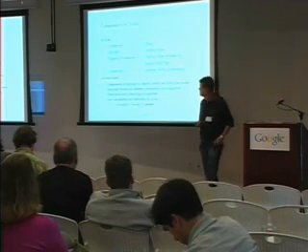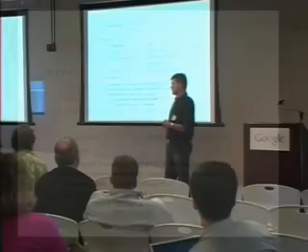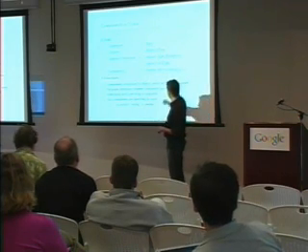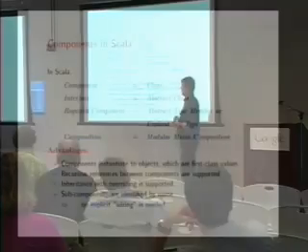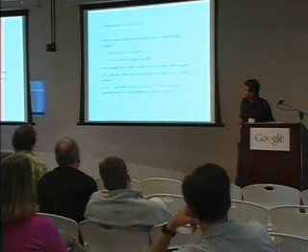In Scala, it's different. In Scala, we say a component is a class. An interface is an abstract class or a trait. A required component would be an abstract type member, or we can also do it with explicit self-types. We're going to see how that goes. And composition is mixin composition. So we have a generalization of the single inheritance plus interfaces in Java, where instead of interfaces, we can have so-called traits that can also have method implementations and even state, and we have mixin compositions to do that. So the advantages of the model is that components instantiate to objects, and these are first-class values. We can support recursive references. We have inheritance, and we have very concise wiring because subcomponents are identified by name. We'll see an example in a couple of slides.